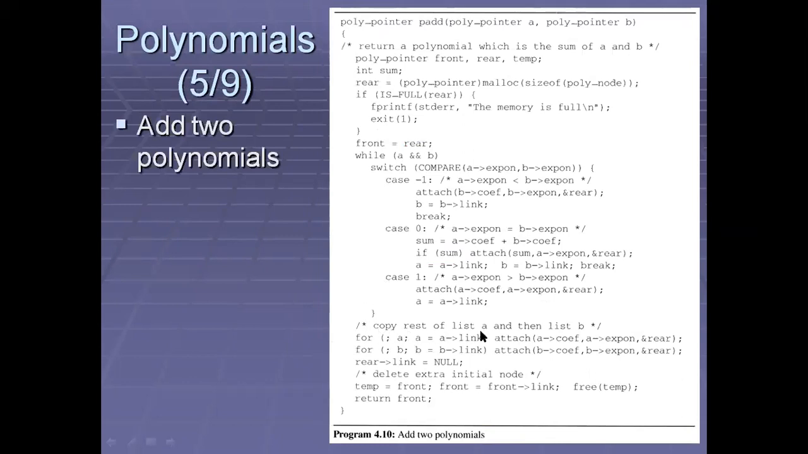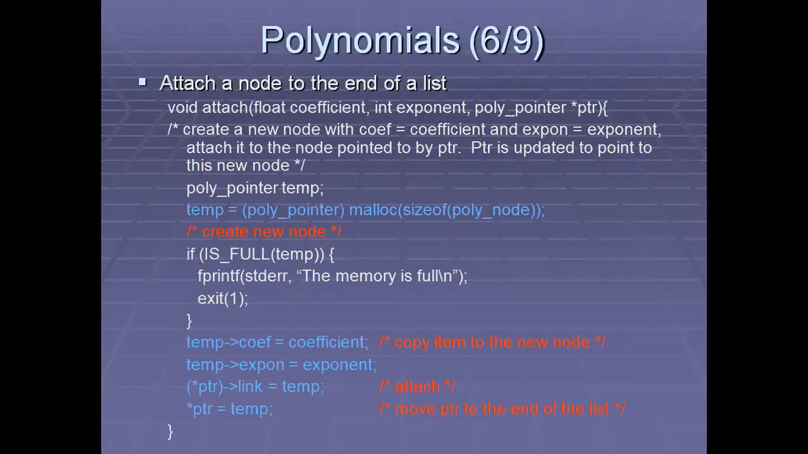Copy rest of list of A and then list of B. So here, delete extra initial node. If there are extra initial nodes, I will delete that one.